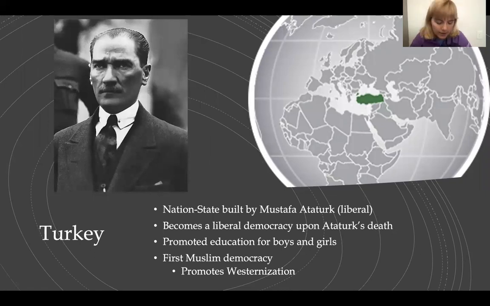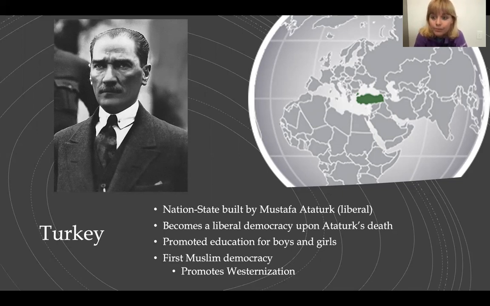But the Ottoman Empire completely collapses, and we've got to figure out what exactly is going to happen to this former land. Now, as I've already alluded to, the modern nation state that we all know of today, Turkey, is going to rise from the ashes of the Ottoman Empire. The first major leader of this nation state called Turkey is a man named Mustafa Ataturk, just Ataturk.